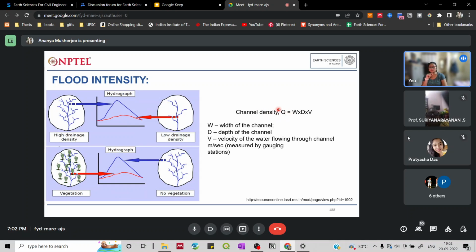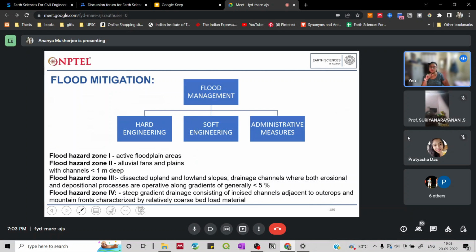So Q is channel discharge, and it depends on the width of the channel, the depth of the channel, and the velocity of the water flowing. This is how you also calculate the channel discharge in a river. Now we come to flood mitigation.